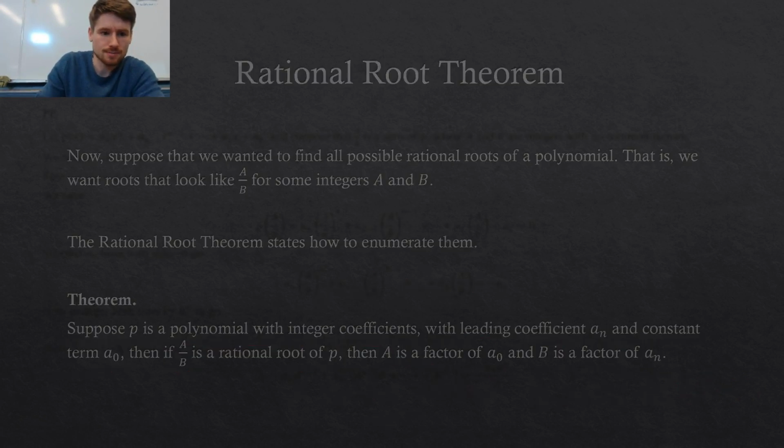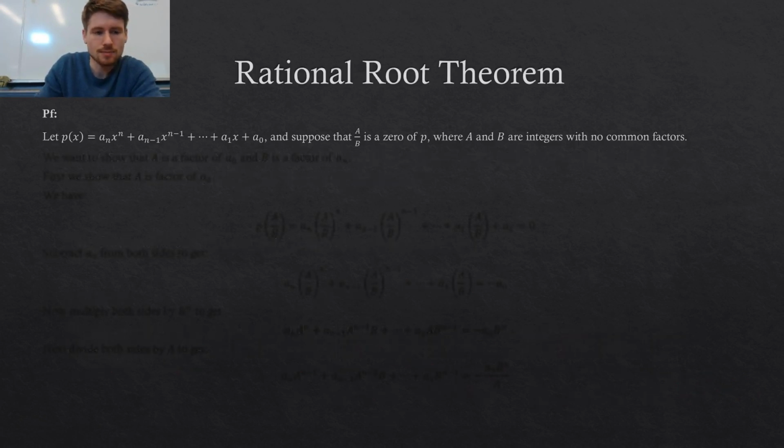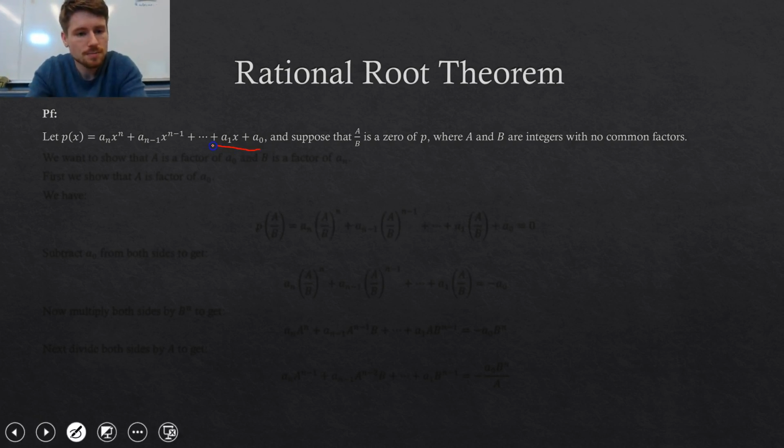Let's dive in. This proof is a little bit long, but hopefully you get the gist of it. It's very similar to the integer zeros that we just looked at. So here's our setup. We've got our general polynomial over here, an x to the n plus an minus 1, x to the n minus 1, plus so forth, all the way down until we get to our constant term, a0. And we're supposing a over b is a zero.